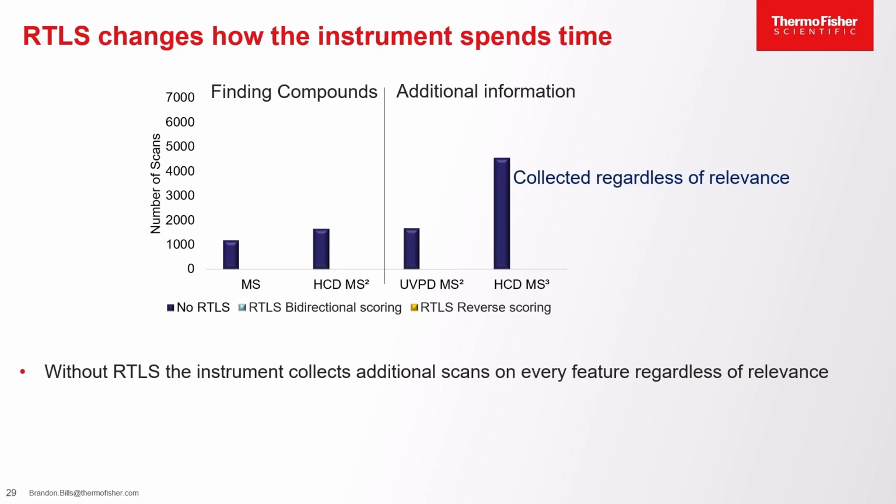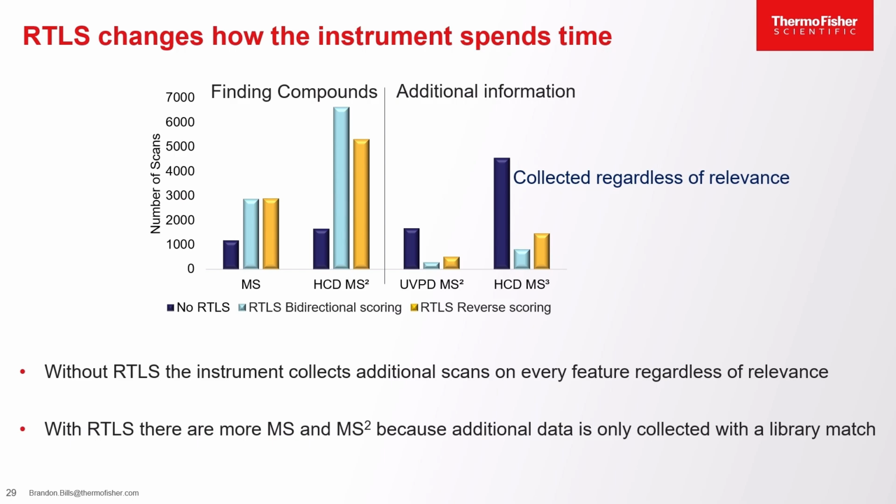However, if we add real-time library search, a lot of that scan time moves back to the left side, finding those compounds. That's because it only collects the additional information when it's relevant. So we get a lot more MS1s and MS2s because it's not wasting its time on irrelevant compounds. But importantly, we still have the MS and MS3 when we have a good match to the library, when it's most relevant to us.